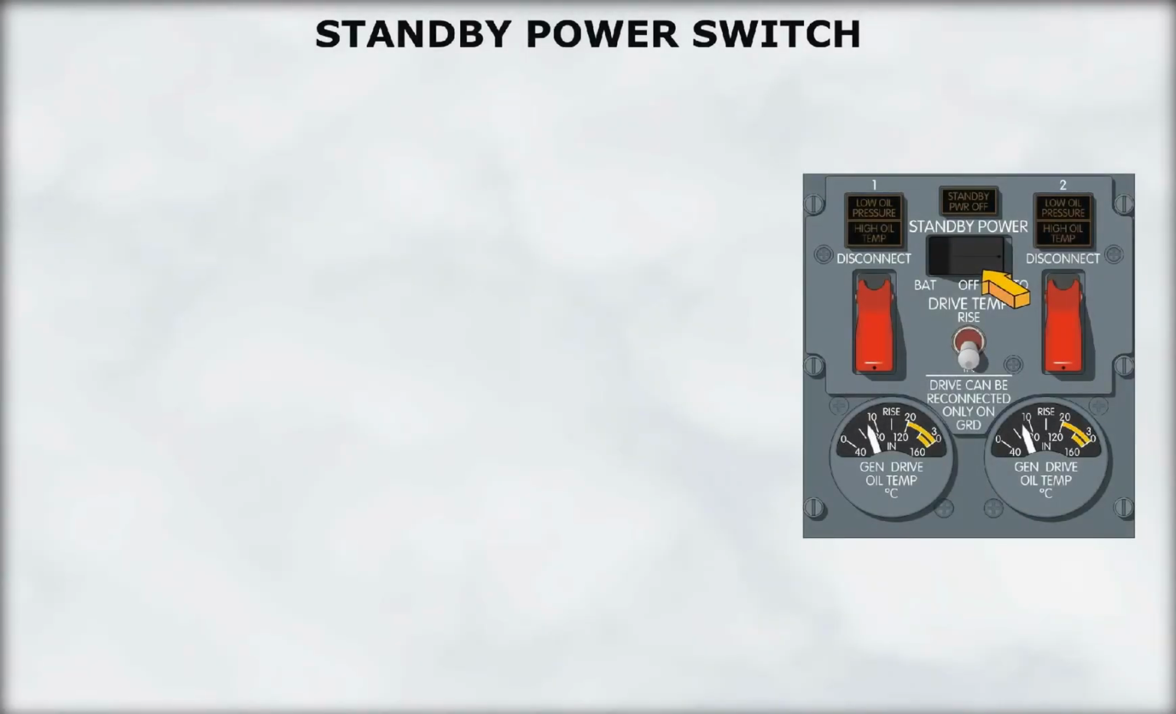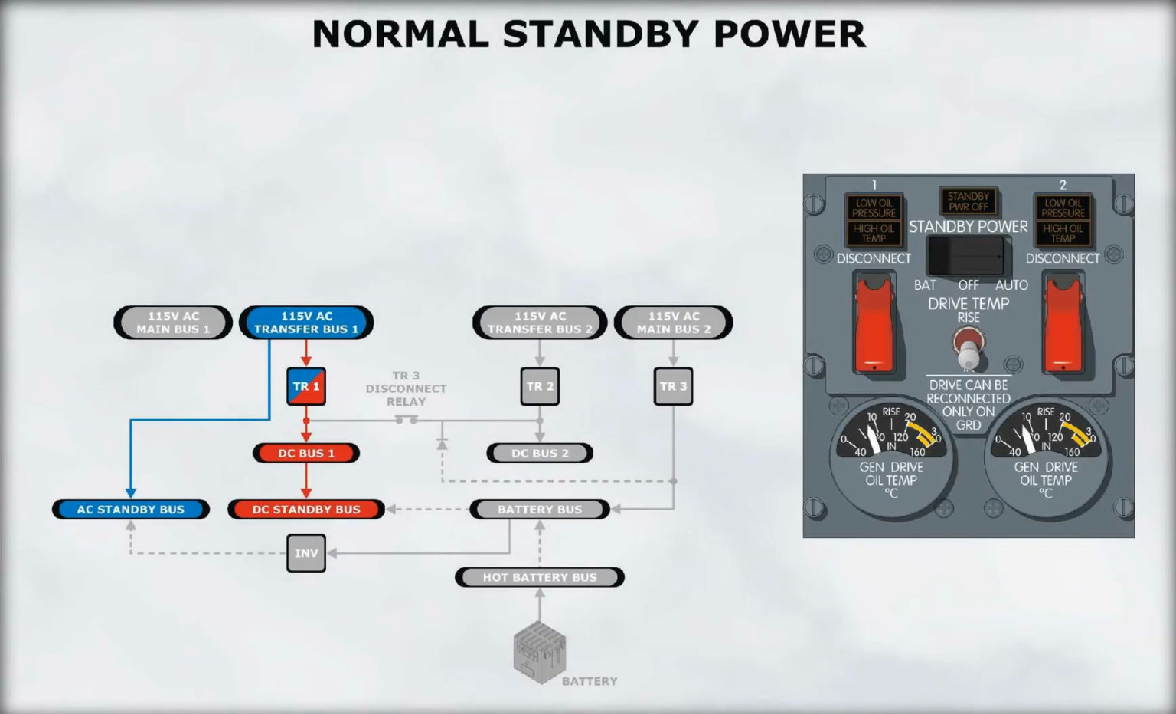We will now look at the function of the standby power switch. The normal power sources for the standby buses are transfer bus number 1 and DC bus number 1. The backup source of power is the battery bus. The battery bus supplies DC power directly to the DC standby bus. An inverter converts DC power from the battery bus into 115-volt single-phase power to the AC standby bus.